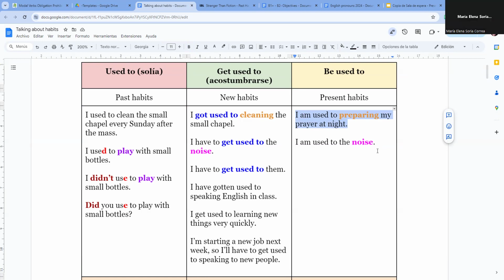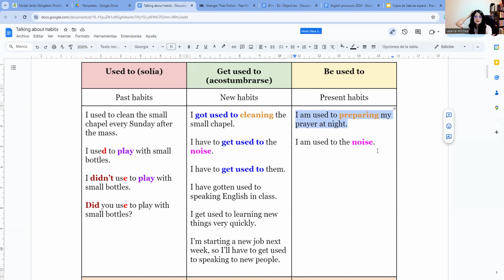Yo usualmente me preparo, algo así. Yo usualmente me preparo, not quite, not really. It's not like that. Does anybody know? Usualmente estoy preparando. Not quite. It's nothing to do with usualmente. Estoy acostumbrada. There you go. Estoy acostumbrada. Yes. I'm used to preparing my prayer at night.